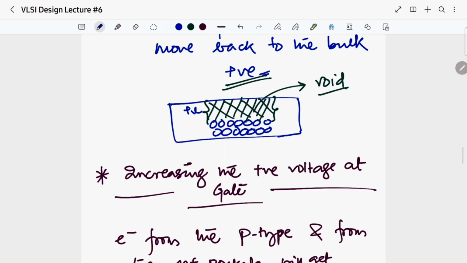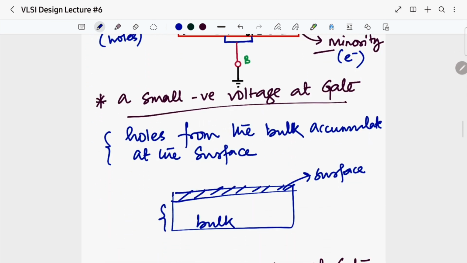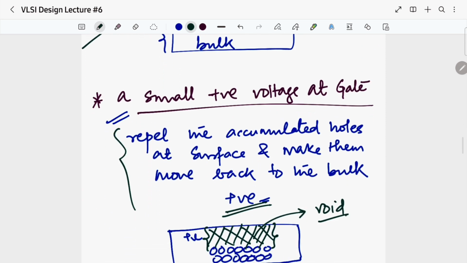Okay, and the first step that we discussed, a small negative voltage at gate: what happened? Holes from the bulk accumulated at the surface. So this step is called accumulation. The next step, wherein we give a small positive voltage at the gate: because of that, what did we achieve? The void is nothing but the depletion region. So this step is known as depletion.